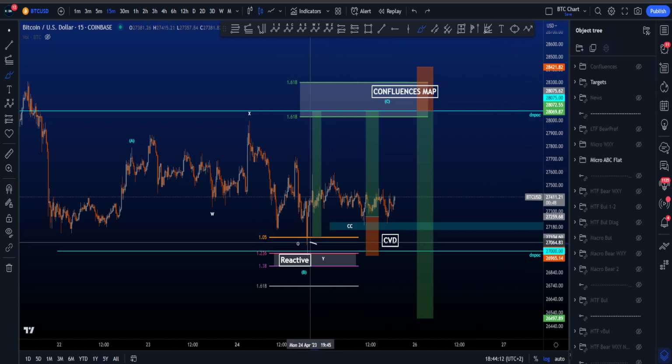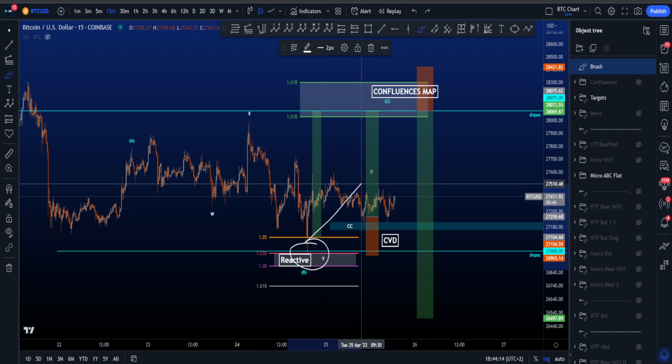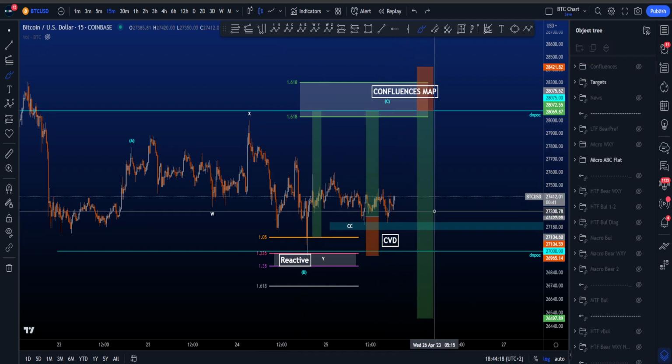So that is quite interesting, going from the daily naked point of control at the lows to the daily naked point of control at the highs. That would be pretty sick as well.